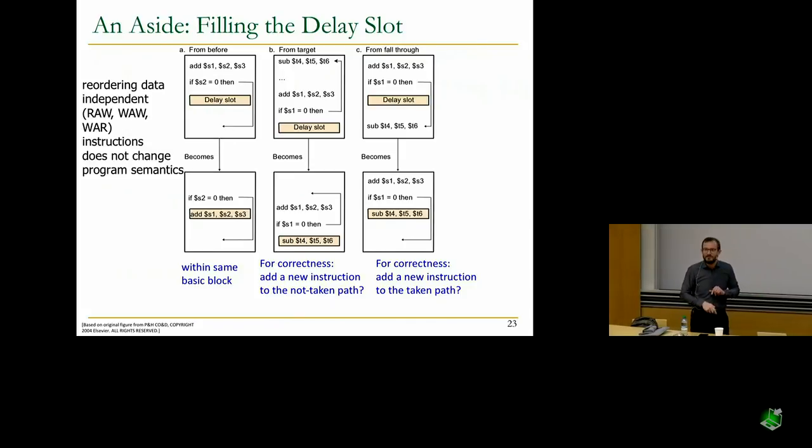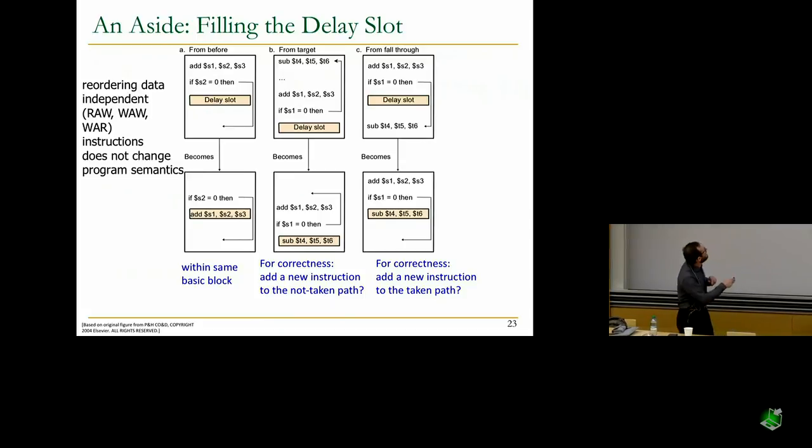Now you have a problem. What if the branch is not taken? If the branch is taken, that's good. You execute this instruction. You moved that instruction, it's independent. But if the branch is not taken, you need to compensate for it. You did the subtract. On the non-taken path, you need to undo the subtract. So this is the dilemma with almost all compiler-based optimization.